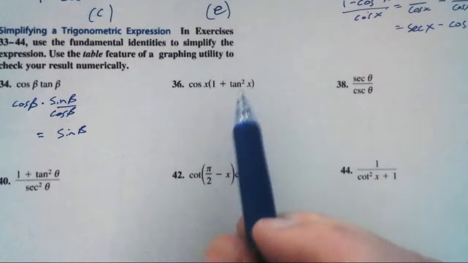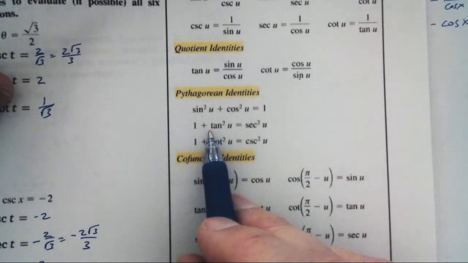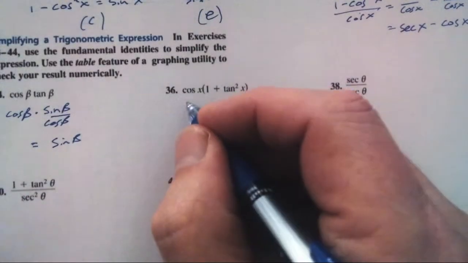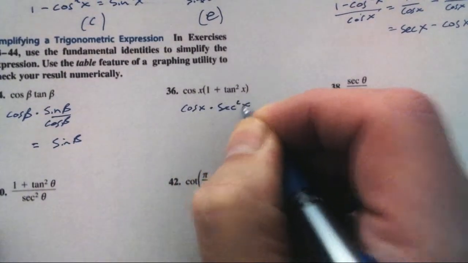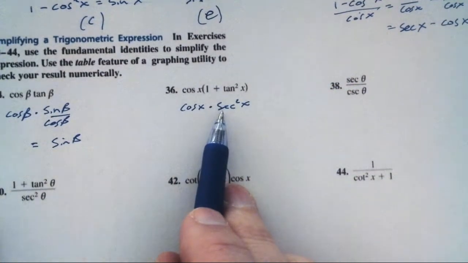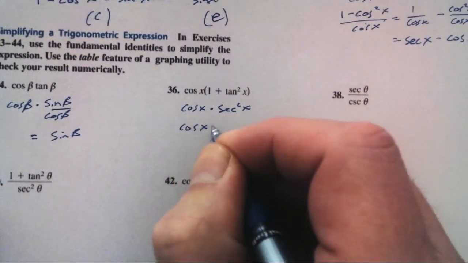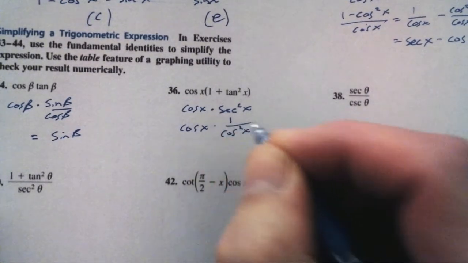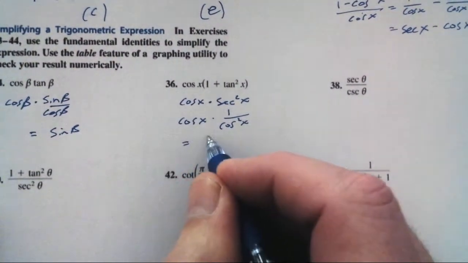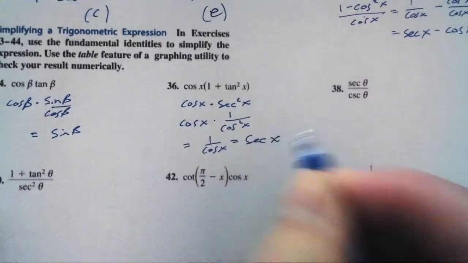1 plus tangent squared, that looks Pythagorean to me. Yep, if it was 1 minus tangent squared, it wouldn't be as useful. 1 plus tangent squared is secant squared. So cosine of x times secant squared of x. Love cosine and secant together. Reciprocals. Cosine of x times 1 on cosine squared of x is 1 on cosine of x, which is plain old secant of x.